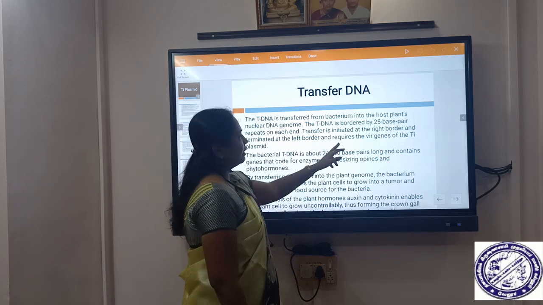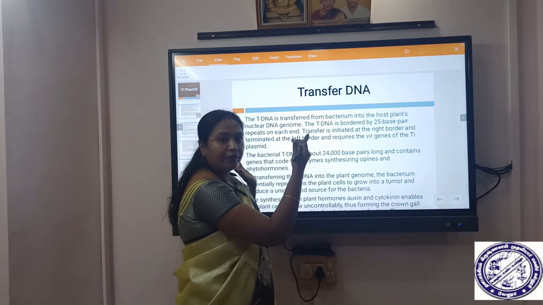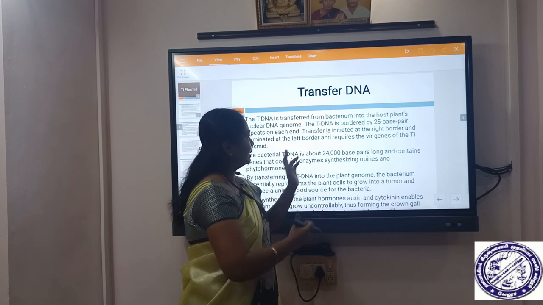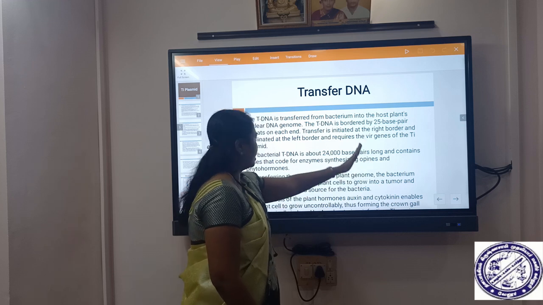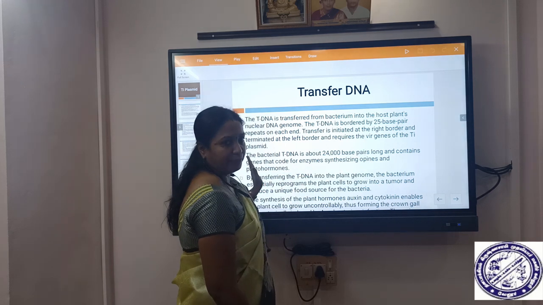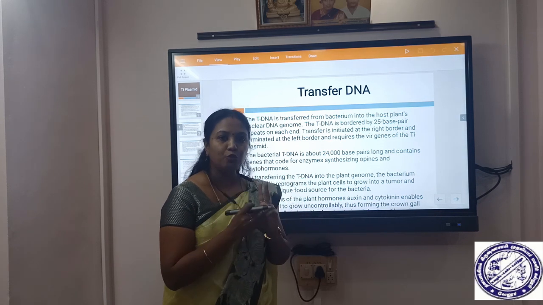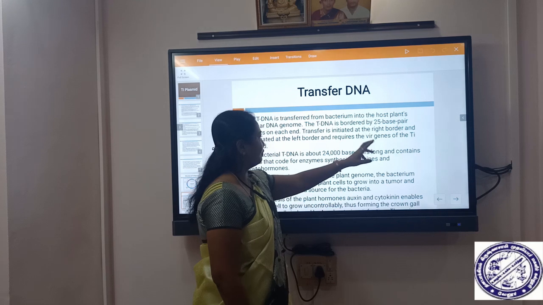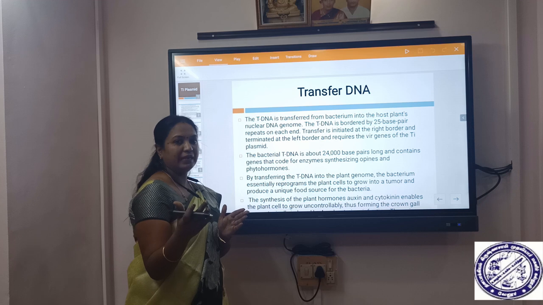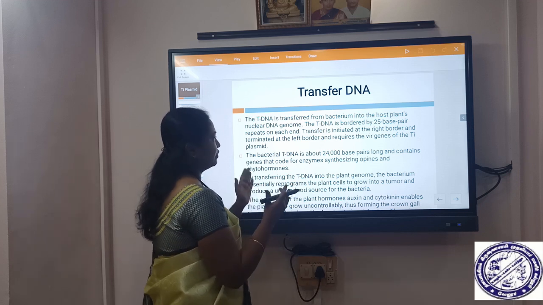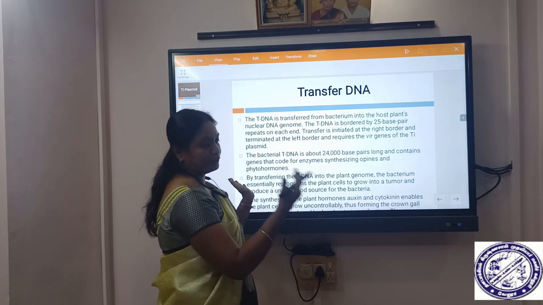So transfer is initiated at the right border. You have a right border and a left border, but the transfer initiation happens at the right border. The transfer gets initiated at the right border and gets terminated at the left border. This requires two things: one is the Vir genes of the Ti plasmid, and another is a single-stranded DNA. These two are what initiate the transfer of T-DNA at the right border.